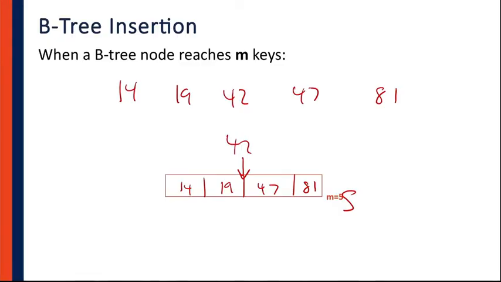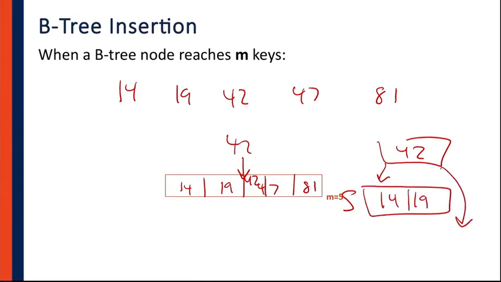Think about entering 42 here. We can then take the middle value and make 42 a new node. Everything to the left of 42, which is 14 and 19, can go on the left node. Everything to the right, the numbers 47 and 81, can go on the right-hand side. Now we have a B-tree that contains 5 values. There are 2 keys in the left child node, 2 keys in the right child node, and the root node contains 1 key with the value 42.